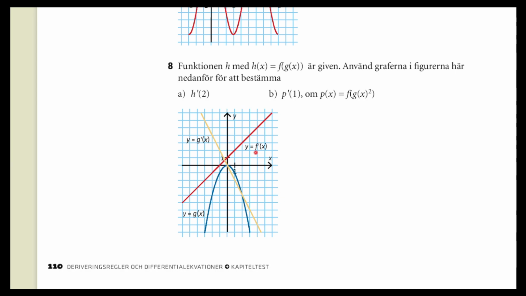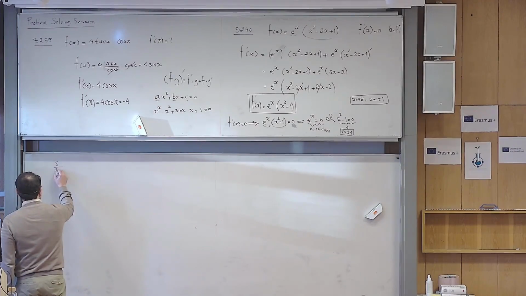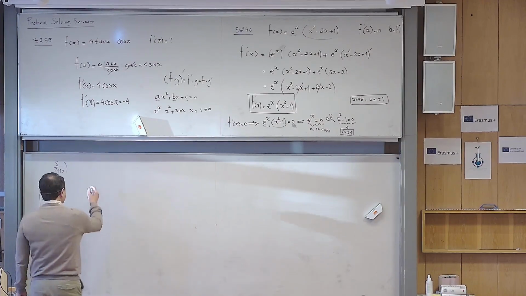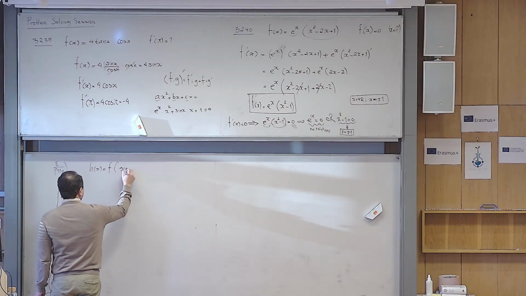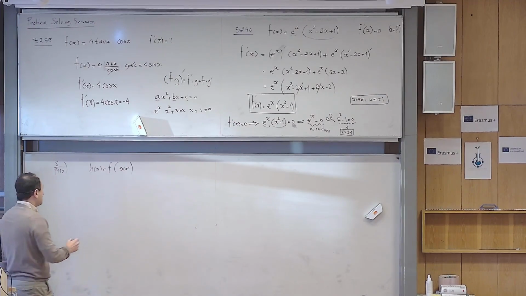So let us first of all try to solve this part. This function is given to you. You are supposed to find h prime of 2. Before even looking at the picture, I told you which formula is relevant now. So this is problem 8, page 110. So h of x is given to be f of g of x. And then what do we do? We want to calculate h prime of 2.